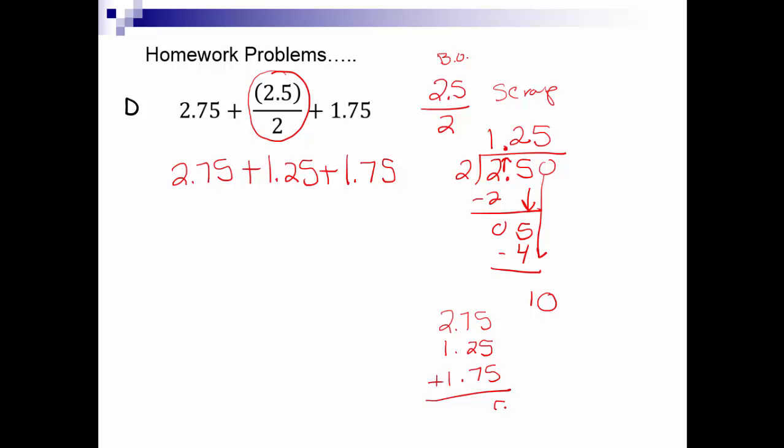5, 10, 15, put down a 5, carry a 1, 7, 8, 9, 10. 10 and 7 is 17. 2, 3, 4, 5. Hopefully that's 5.75. 5.75. Let me just check. 2, 3, 4. Those two are another 5 and then 0.75. Okay, 5.75 is the answer to that one.